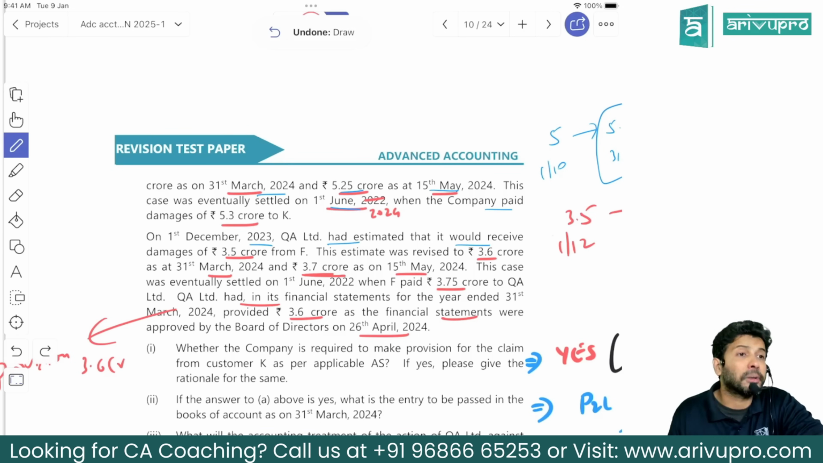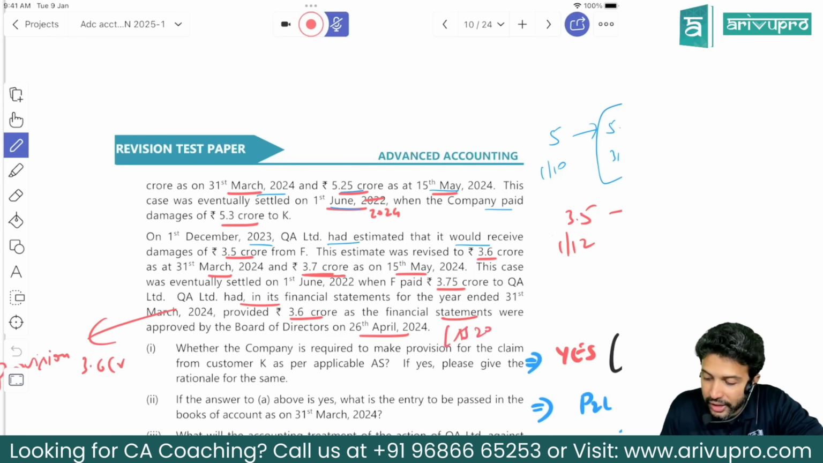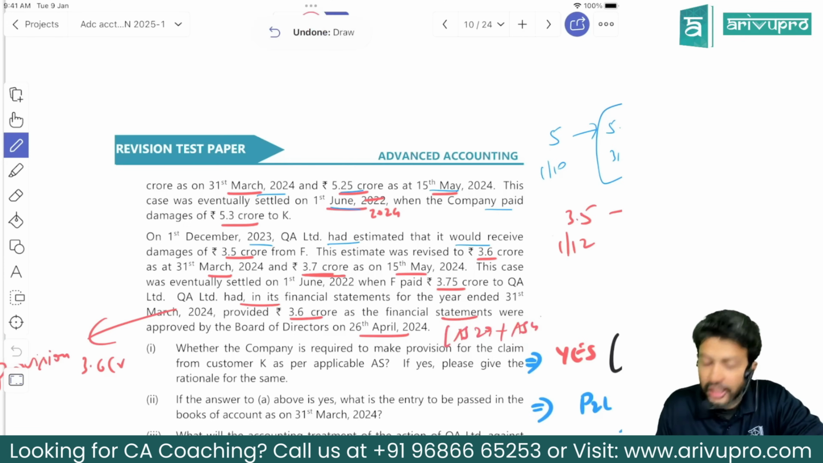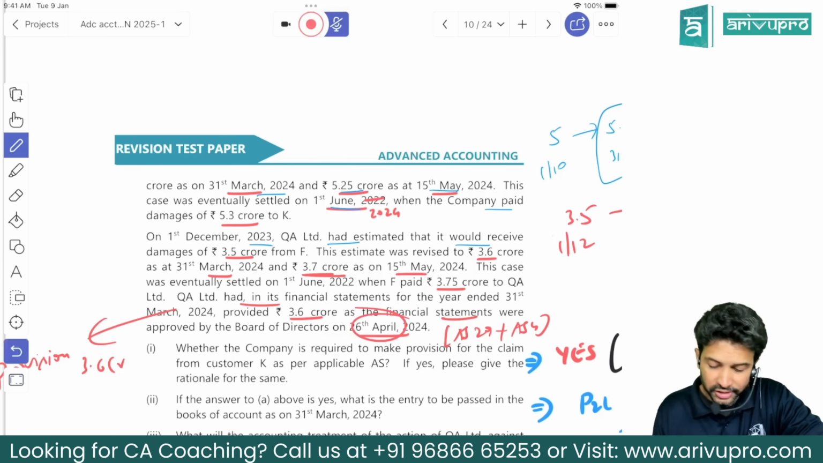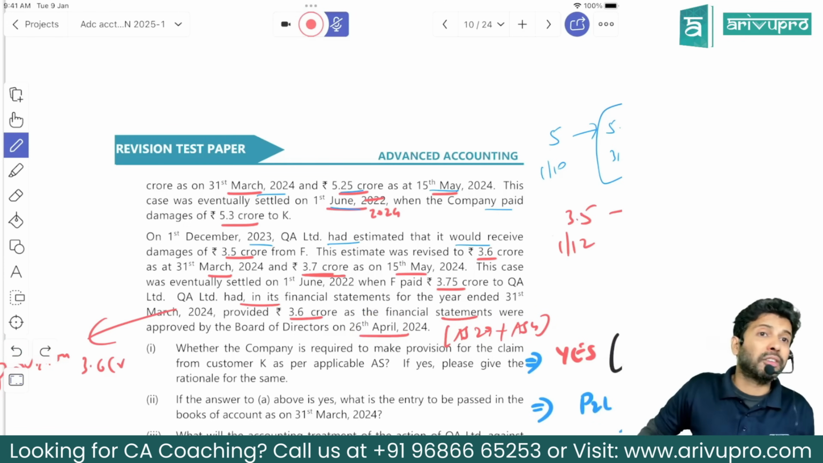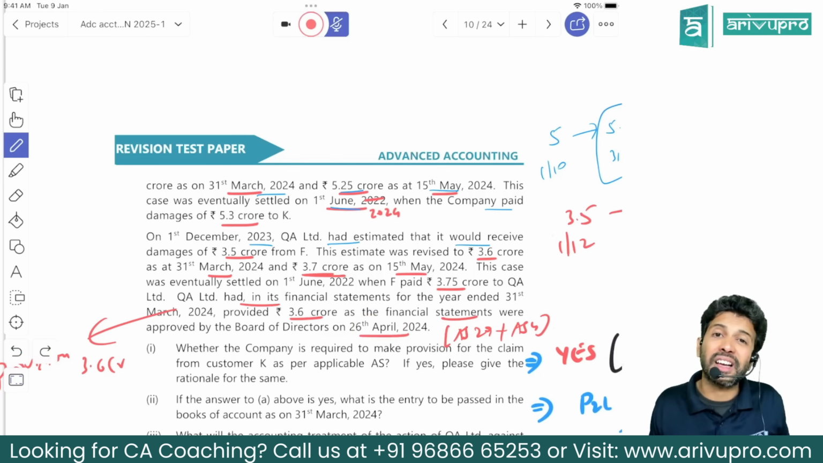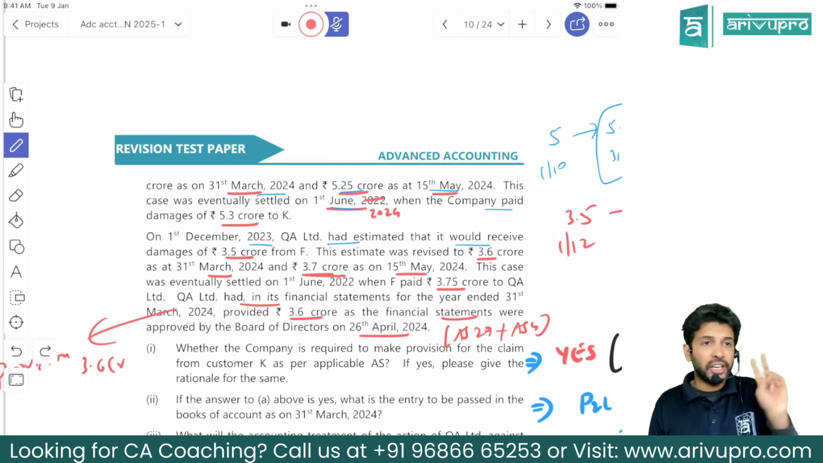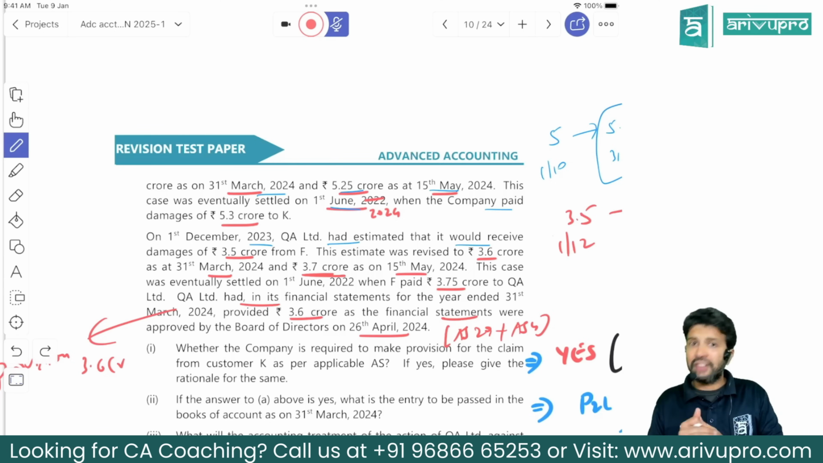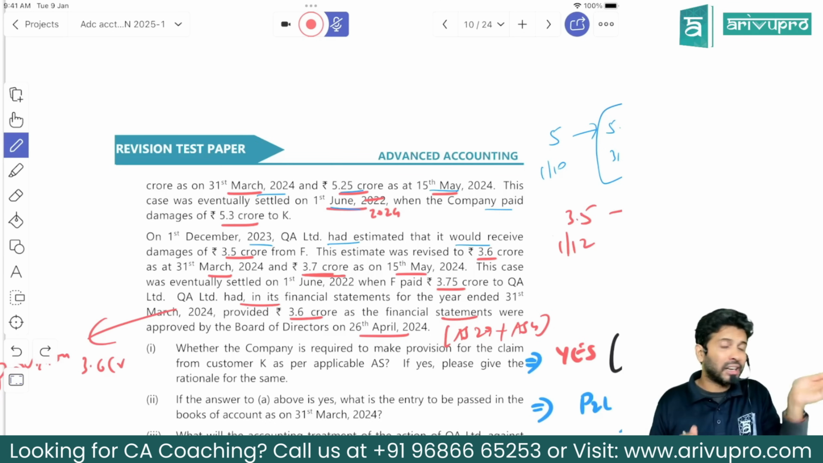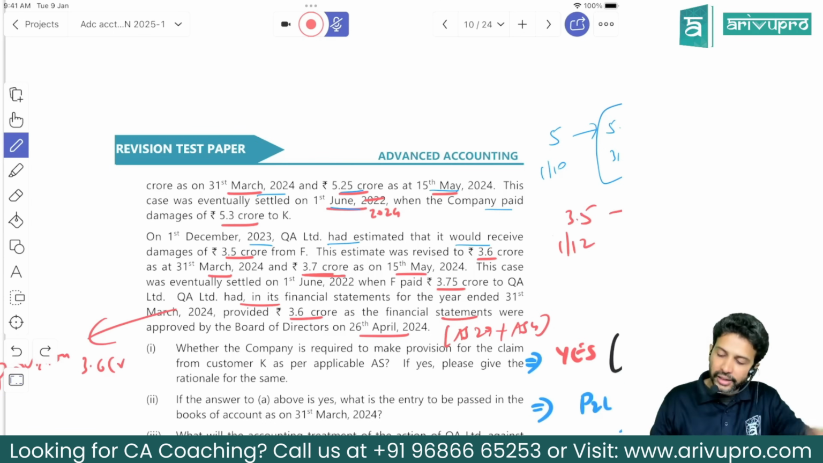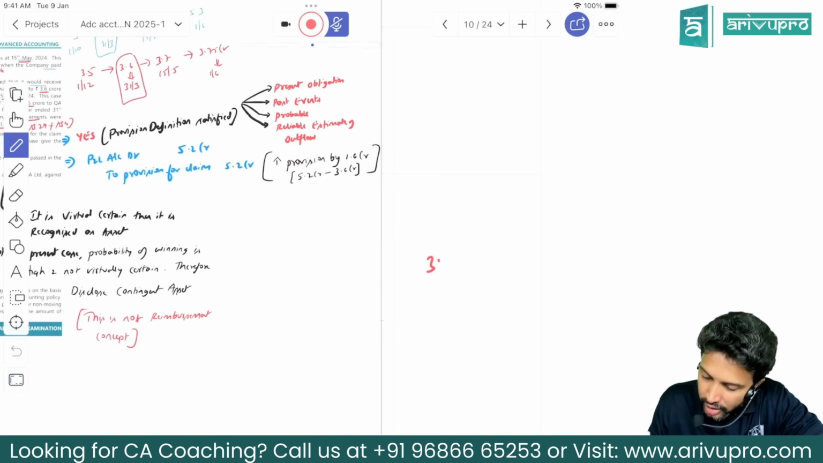Oh, now they brought in the killer. This question became a combination of AS 29 and AS 4. Do you remember which standard talks about board approval? Accounting Standard 4, Contingencies and Events Occurring After the Balance Sheet Date. AS 4 talks about two kinds of events, adjusting and non-adjusting. Events are those that occur between the balance sheet date and the date on which financial statements are approved by the board of directors.